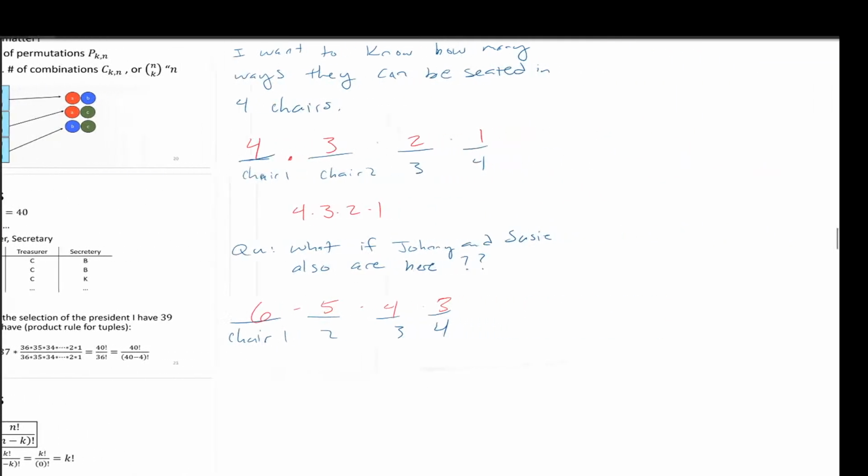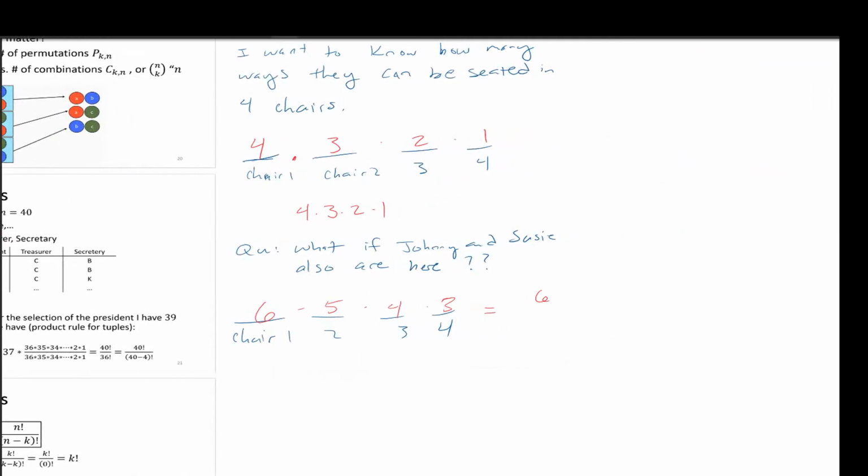So this is actually 6 factorial over 2 factorial, which is 6 factorial over 6 minus 4 factorial. And this up here is really just 4 factorial, which is 4 factorial over 0 factorial, which is 4 factorial over 4 minus 4 factorial.